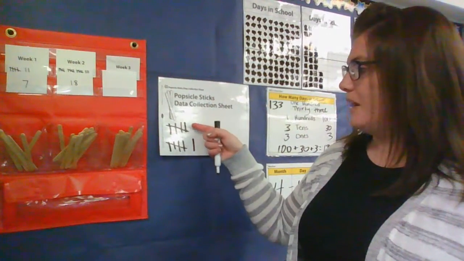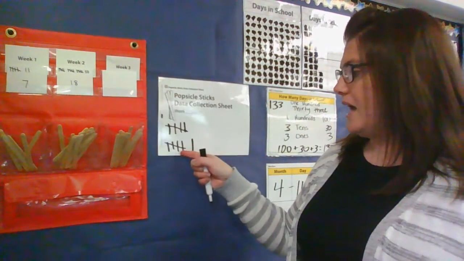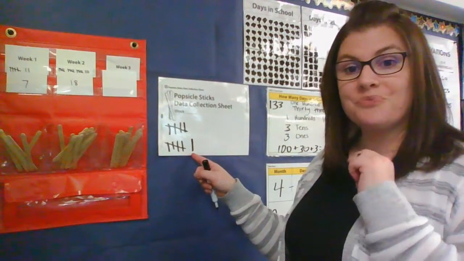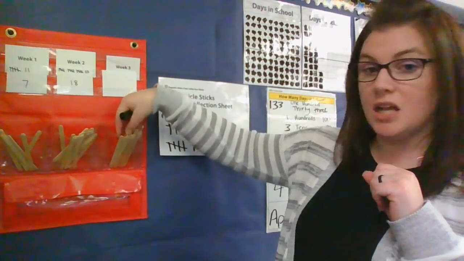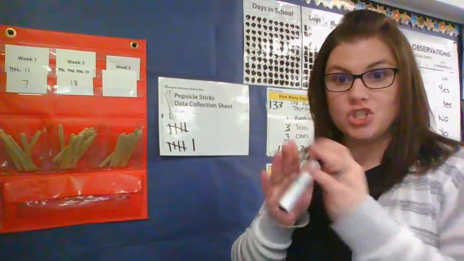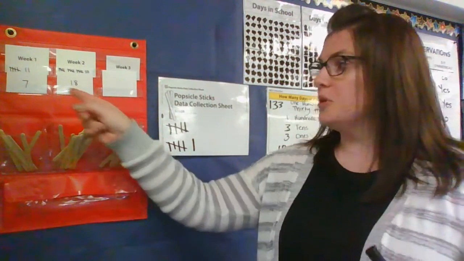So let's count by 5s. 5, 10, and now we need to count on by 1. 11. Good. So far, we have collected 11 popsicle sticks this week. 2 more days of collecting before we get to talk about which week had the most, which week had the least, which number is greater, which number is less than. Oh my gosh, all the things.